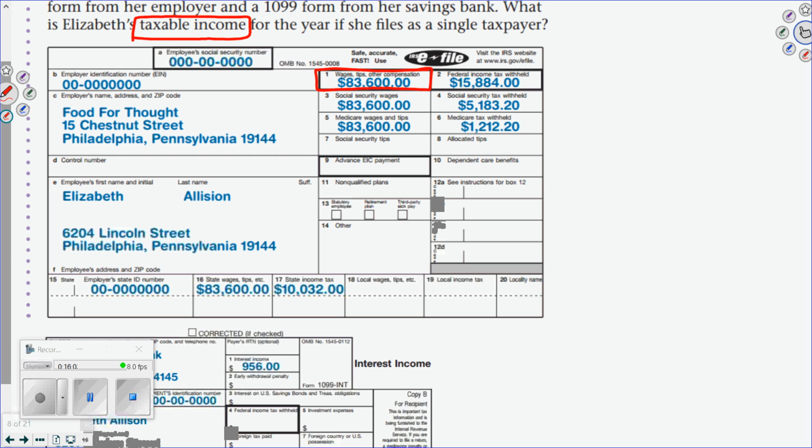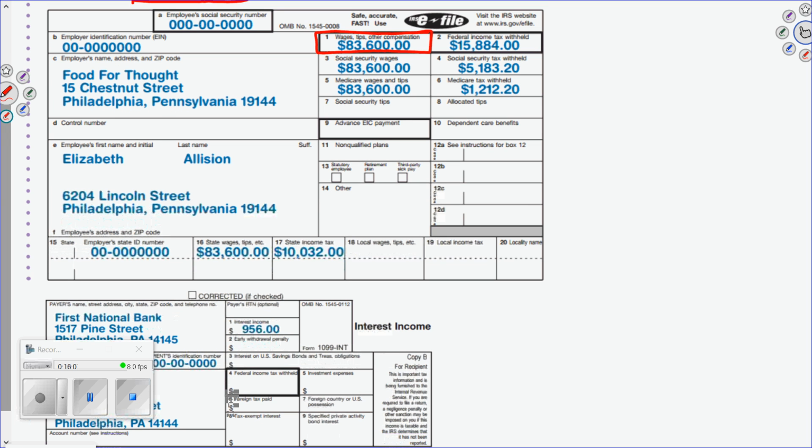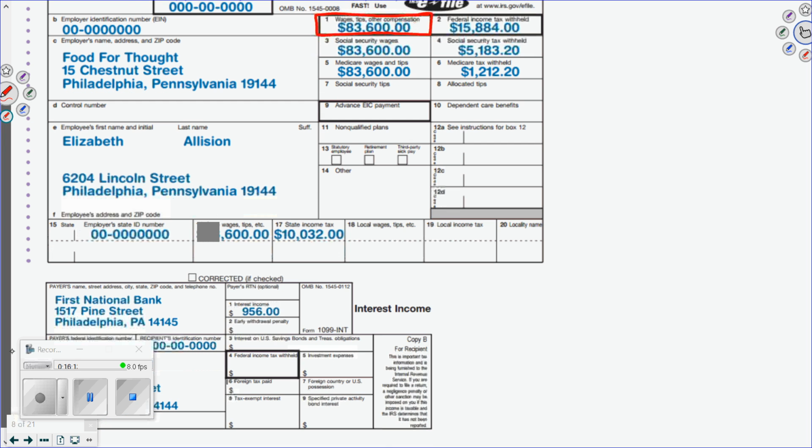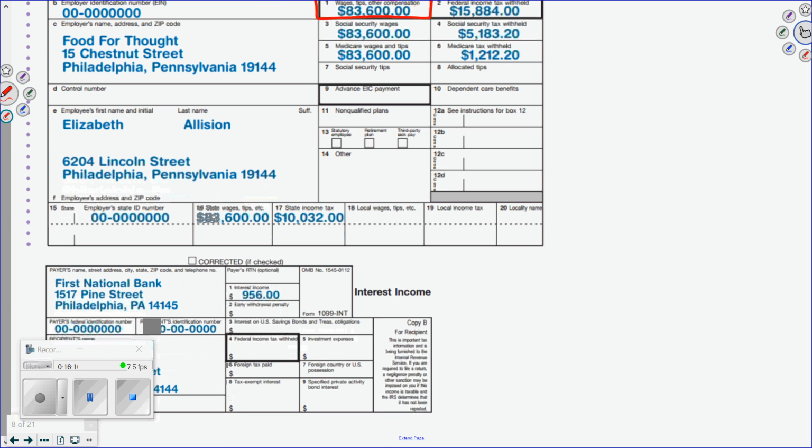Not necessarily. Here's your 1099. Her 1099 is this form down here, and it tells you how much she earned in interest from her bank. So she earned $956 in interest. If I just asked for gross income, you would add those together. But I want to know her taxable income, so we need to go to your 1040 EZ form. That's what we're going to fill out.